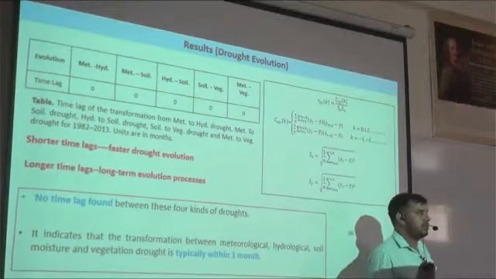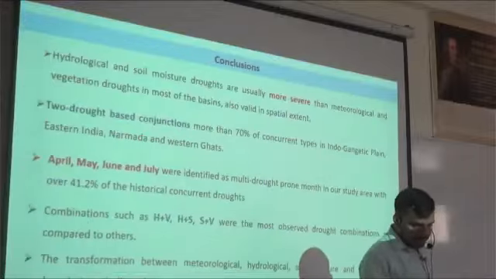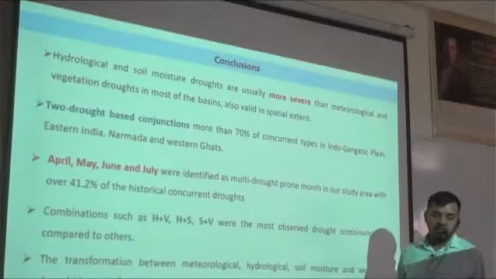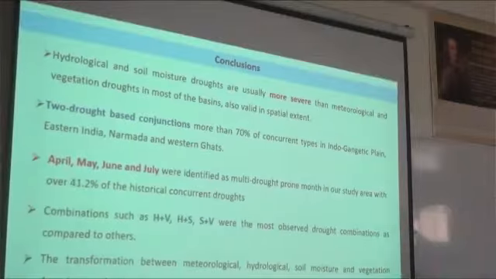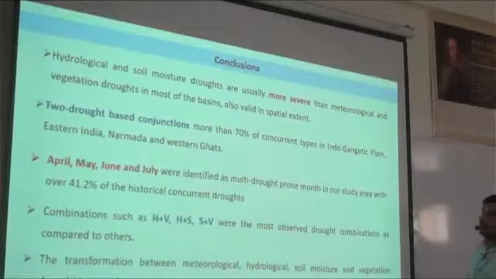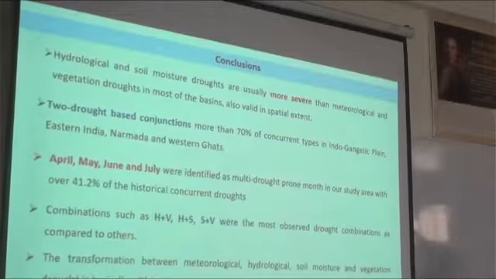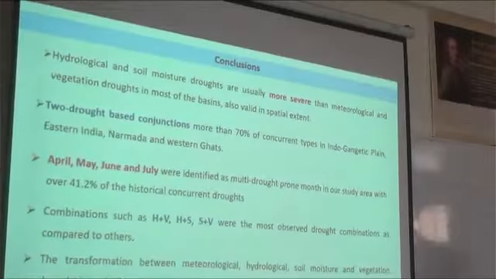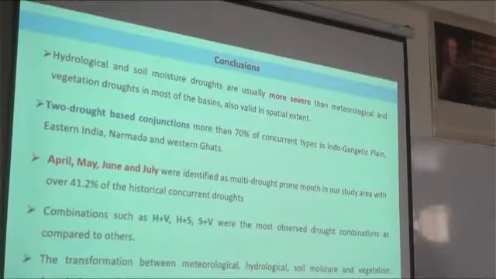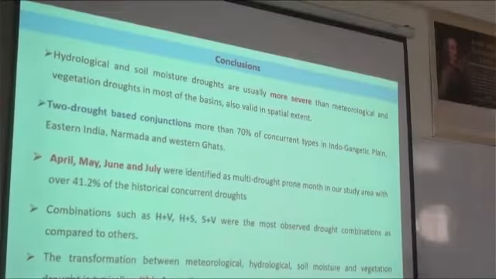Maybe it's 7 days, maybe 10 days, or maybe 15 days or more. So this is all about this. Then we will go for the conclusion part. So in this we found that hydrological and soil moisture drought are usually more severe than the meteorological and vegetation drought in most of the basins. 2 drought based conjunctions, because we talk about the concurrence, are more than 70% of concurrent droughts. It means mostly we are having concurrence of 2 or more than 2.